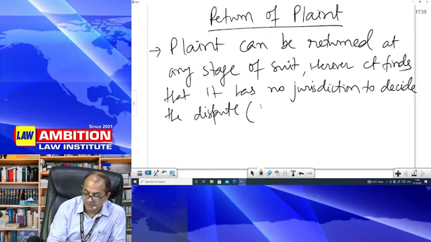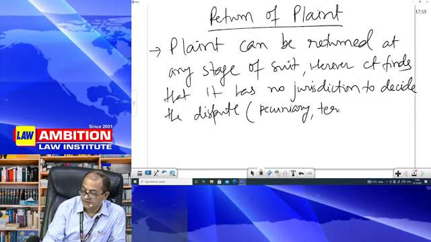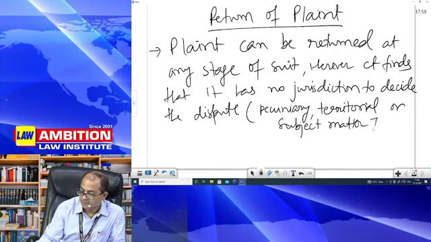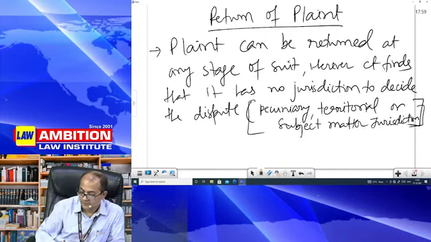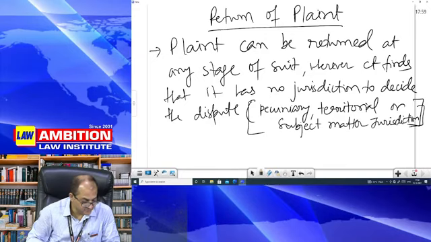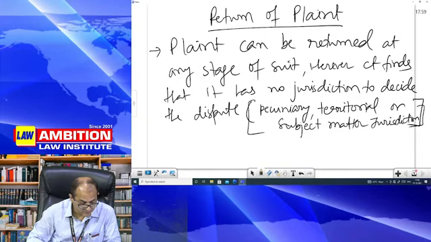Now, jurisdiction may be pecuniary, may be territorial, or subject matter jurisdiction. Pecuniary, territorial, or subject matter jurisdiction. Is this clear? So it has to be returned at any stage of the suit.